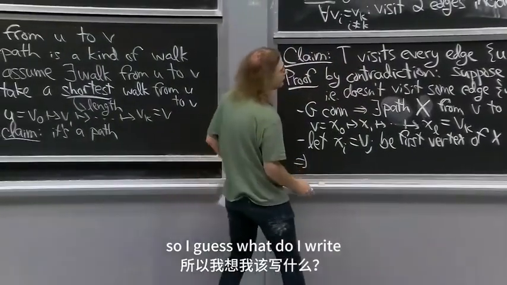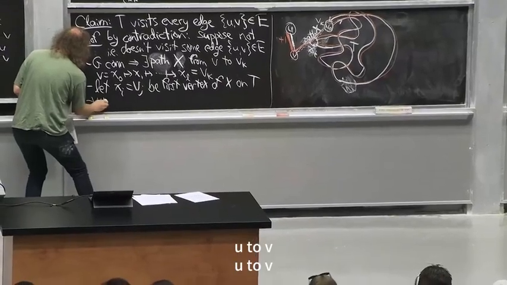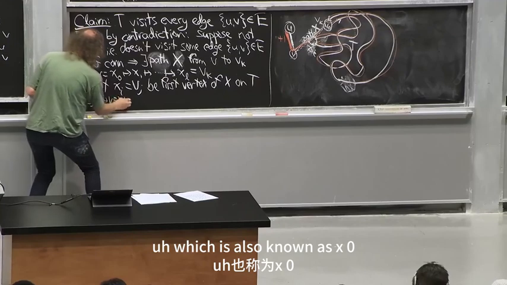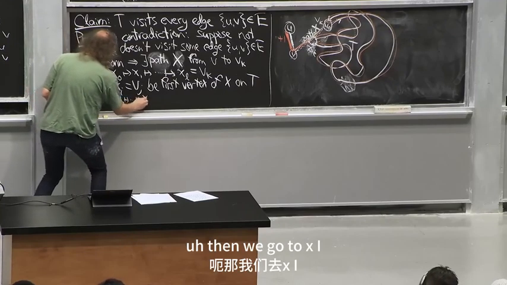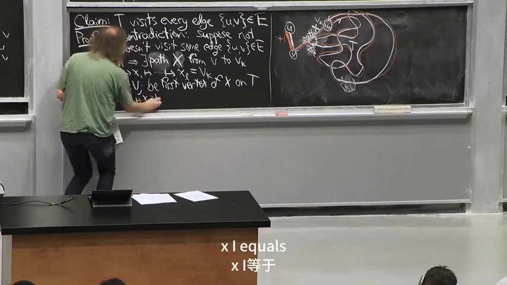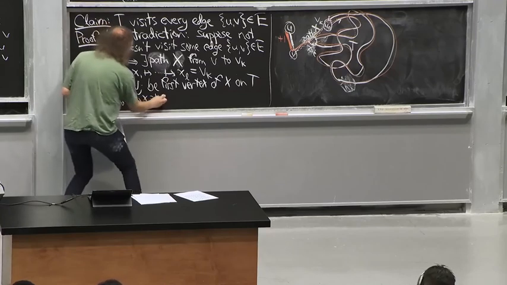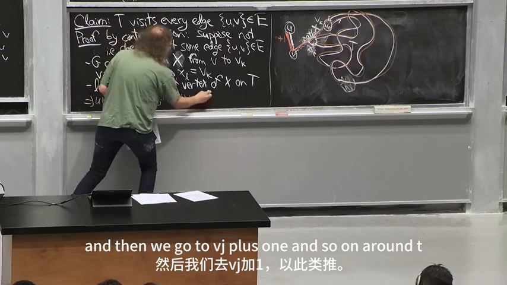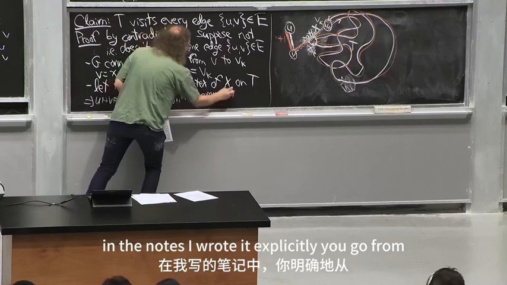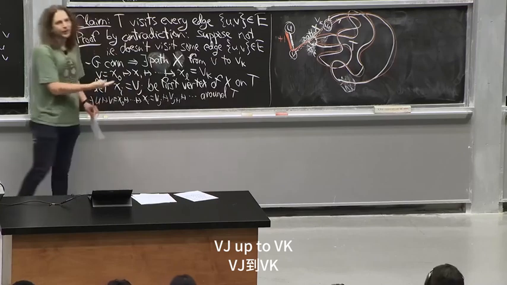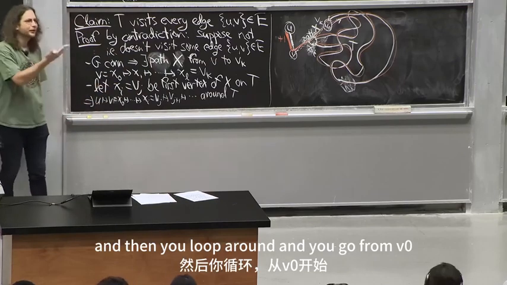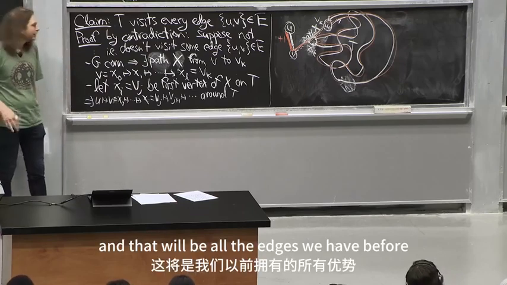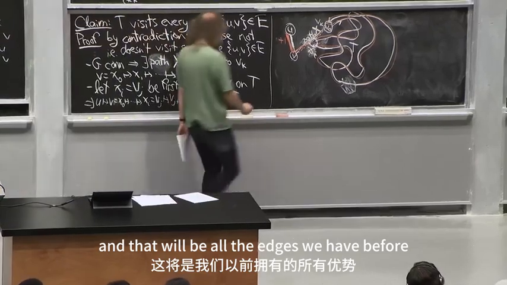And so I guess, what do I write? U to v, which is also known as x0. Then we go to xi. Xi equals vj. And then we go to vj plus 1. And so on around t. In the notes, I wrote it explicitly. You go from vj up to vk, and then you loop around, and you go from v0 up to vj again. And that will be all the edges we had before.